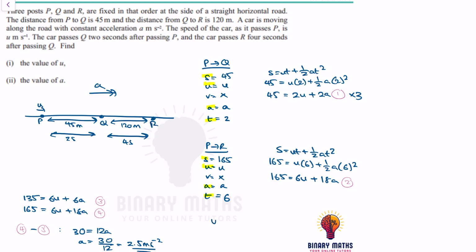And then using equation 1, we get 45 is equal to 2u plus 2 times 2.5, because a is just 2.5. So that means 45 is equal to 2u plus 5. So 2u is equal to 40, which means u is equal to 20 meters per second. 40 divided by 2 is 20. So u is equal to 20 meters per second, and a is equal to 2.5 meters per second squared.